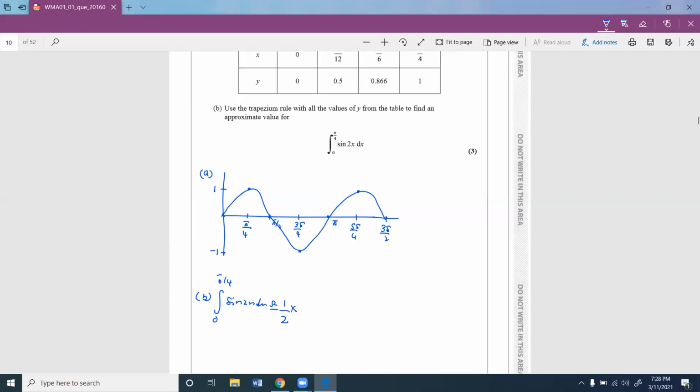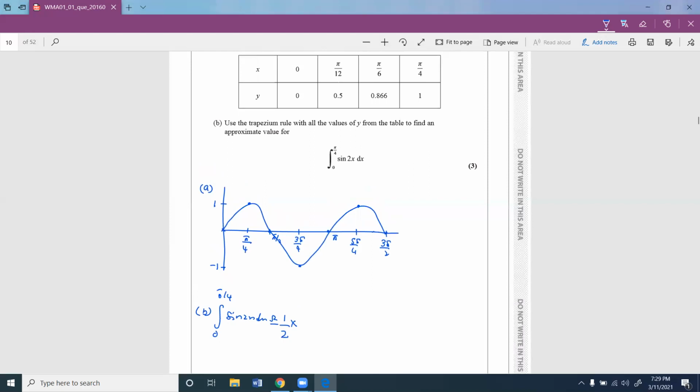The width of the strip you can get by the difference between x coordinates. Whatever the two x coordinates you consider, you get the same width. Here you can see pi by 12 minus 0, also pi by 12, pi by 6 minus pi by 12. So the gap is pi by 12 into first y coordinate here, 0, plus last y coordinate, this one, plus 2 times the intermediate coordinates except these two.